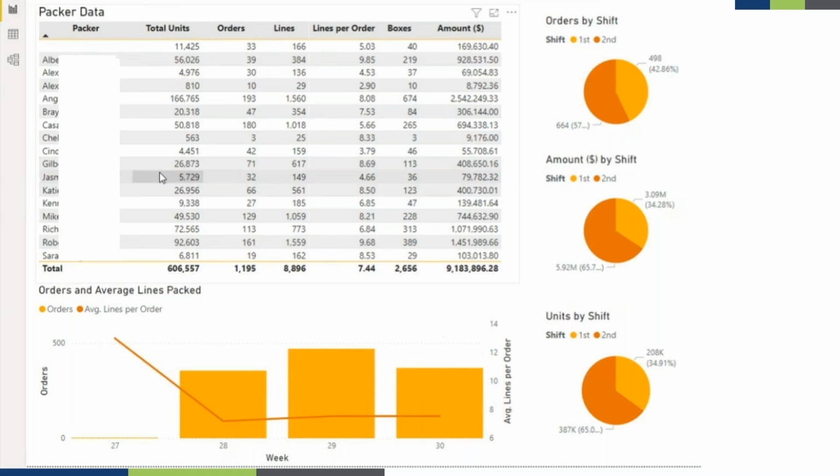But we have picker data versus packer data showing the number of units that were individually picked or packed, how many orders that was, how many lines, how many boxes that satisfied, and then the dollar amount. And at the end of the day, these pickers and packers can get incentivized based off of what they picked and packed and where they fell in line versus their coworkers.